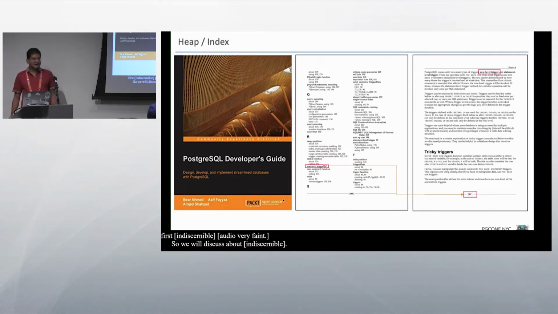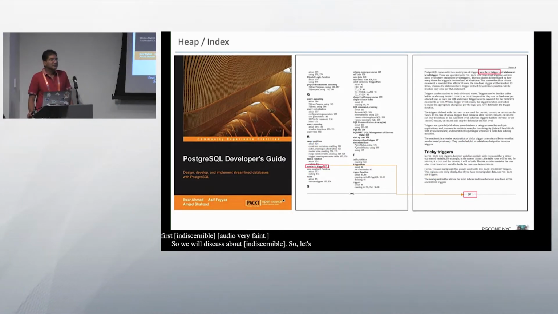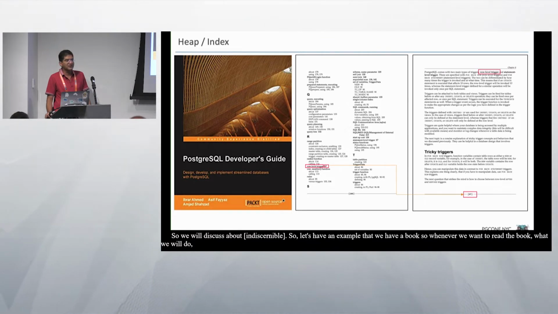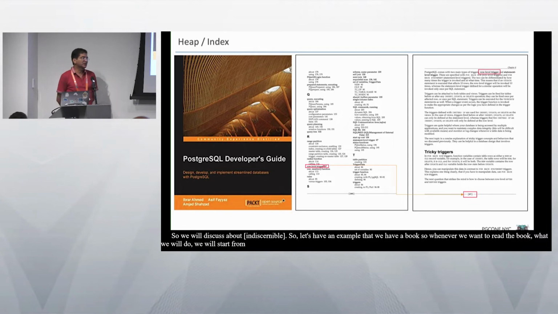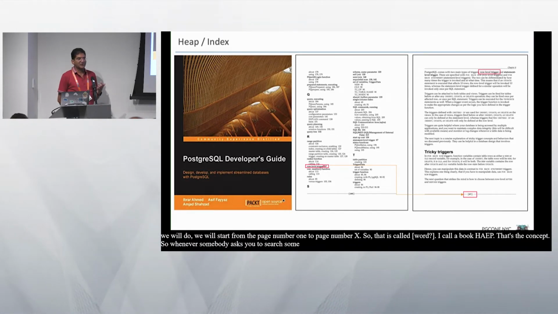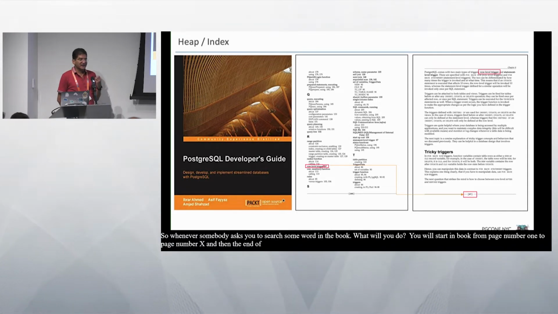Let's have an example that we have a book. Whenever we want to read the book, we start from page number 1 to page number X. That's called a sequential scan. I call a book a heap. That's the concept. Whenever somebody asks you to search for some word in the book, you will start reading the book from page number 1 to the end of the book, to find where that word is. That's also called a heap scan, a sequential scan in a heap.